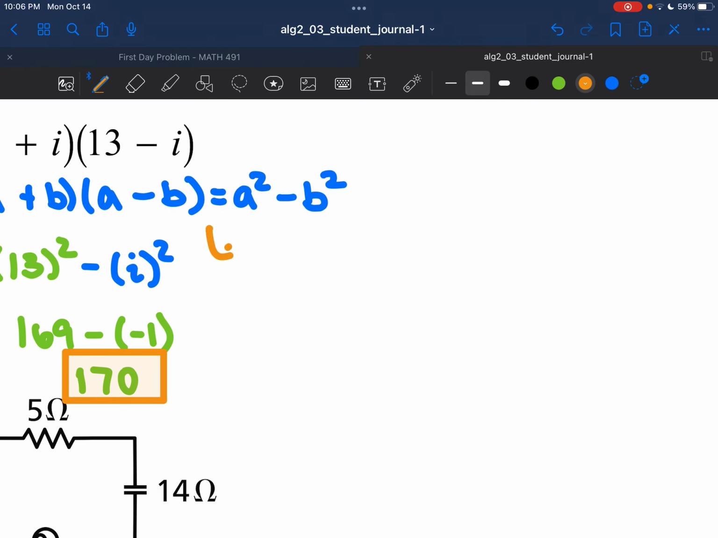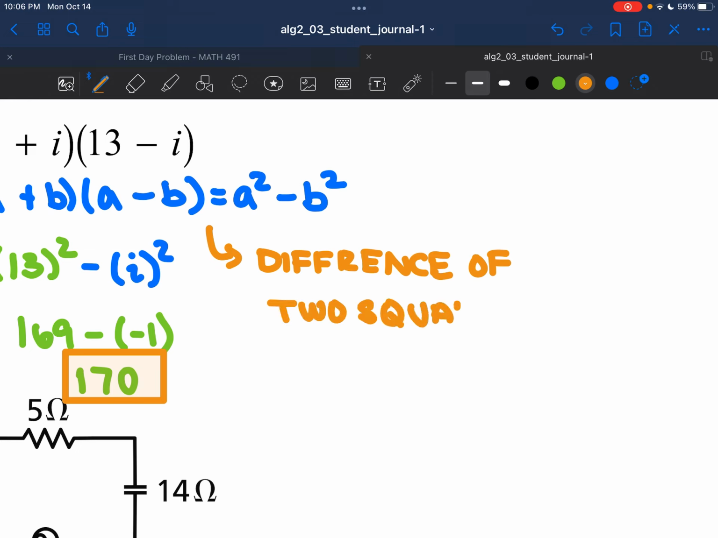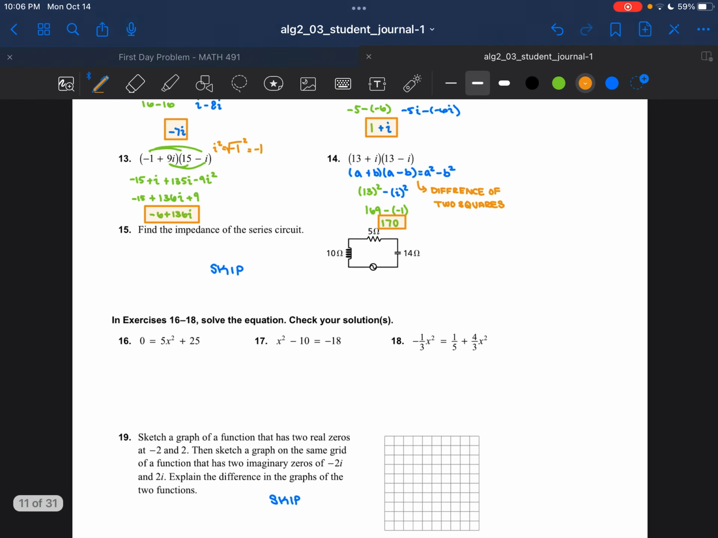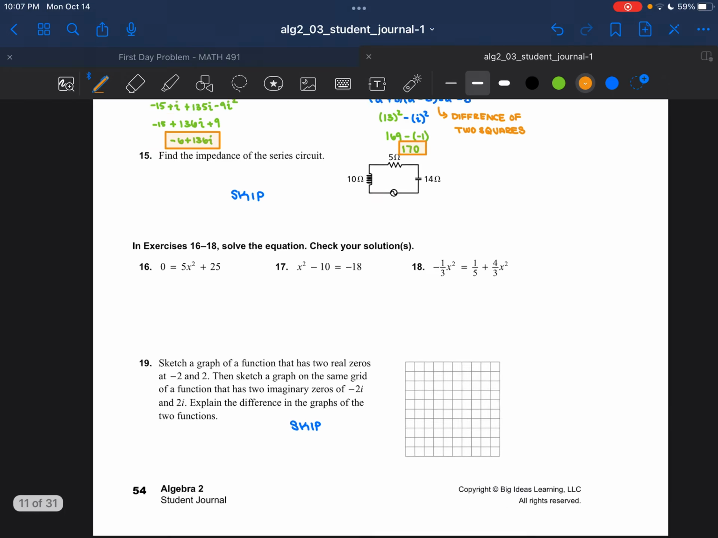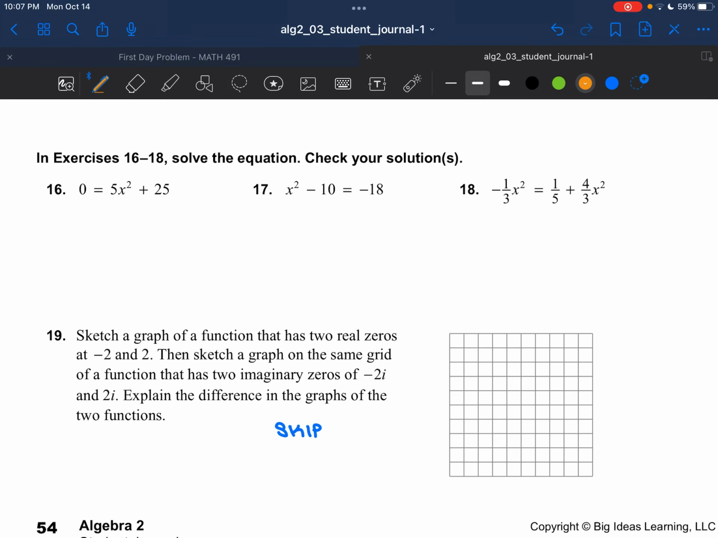Now this formula here is super, super, super important, right? This is called the difference of two squares. You should recall this from Algebra 1. We're going to go ahead and skip 15, but we are going to talk about solving each of these equations.